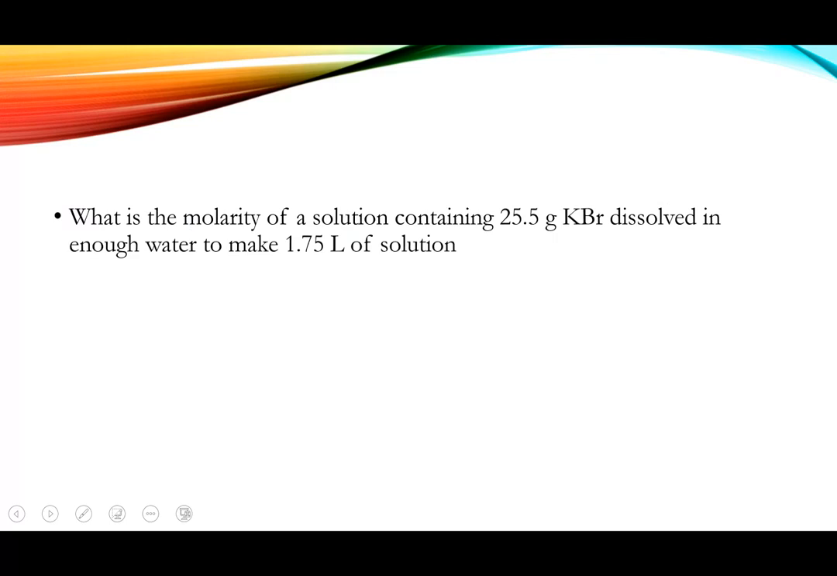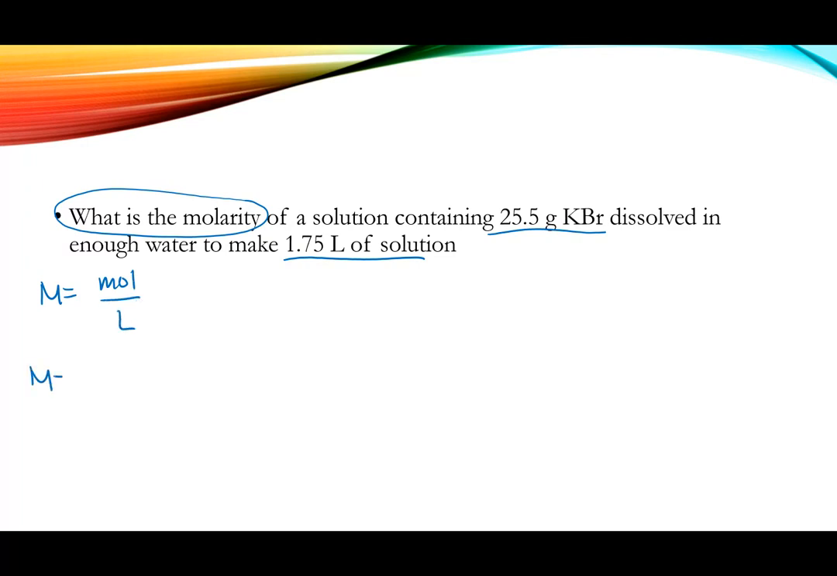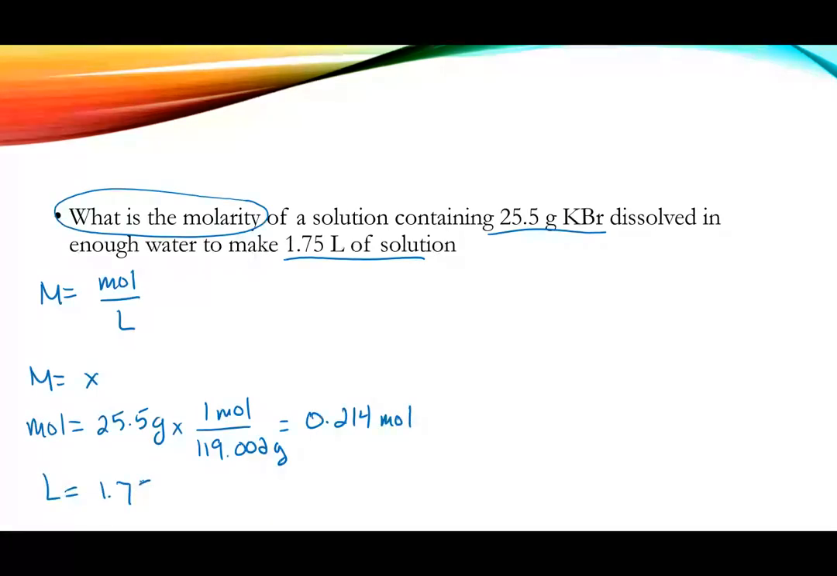So again, I'm given 25.5 grams of potassium bromide, 1.75 liters of solution. My unknown is the molarity. Equation, molarity is moles over liters. Setup, I don't know my molarity. And I'm not given moles, I'm given grams. But I know how to convert from moles to grams, right? So I get the molar mass off the periodic table. And I get 0.214 moles. And then my liters is 1.75.